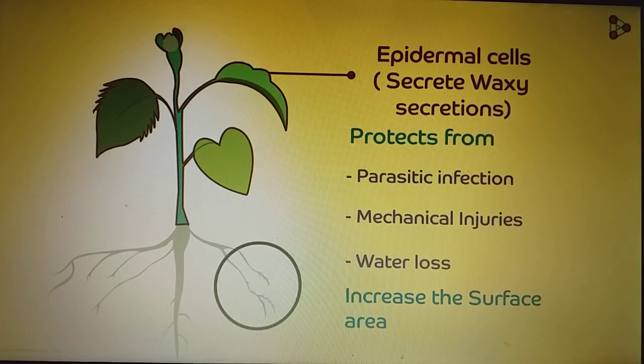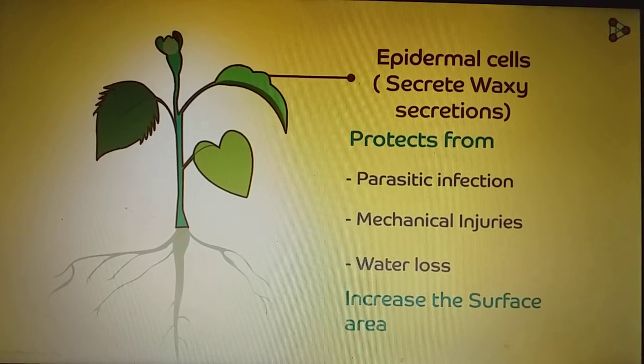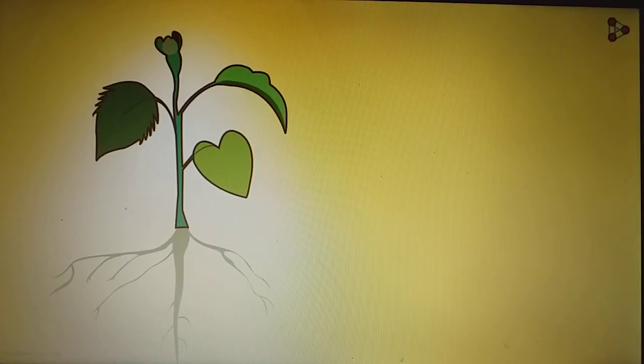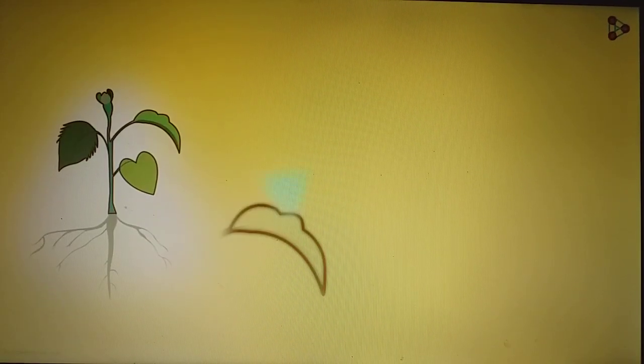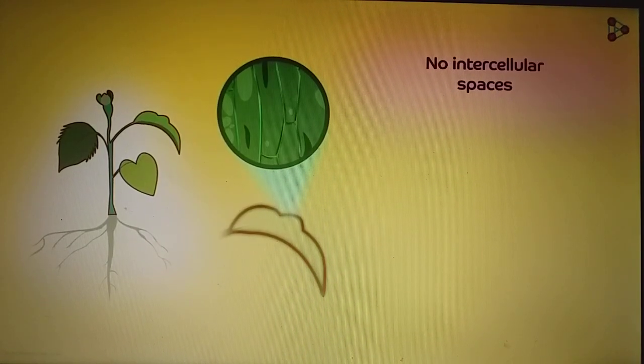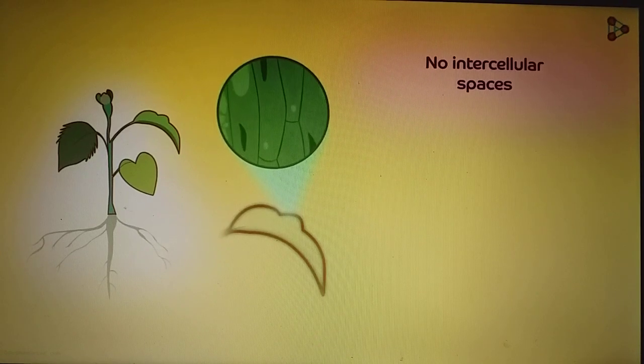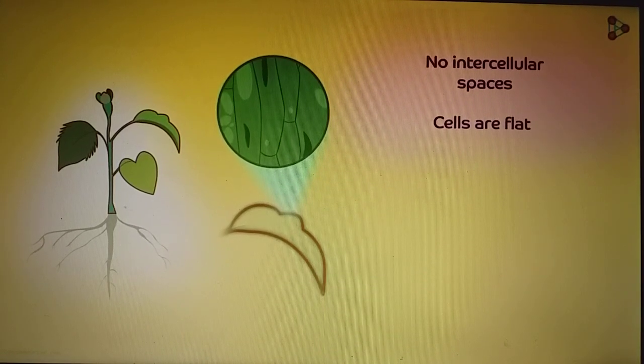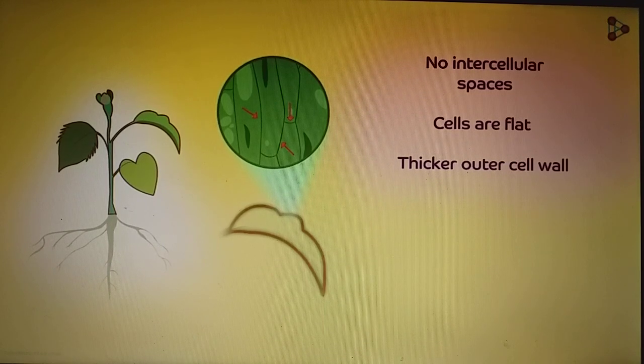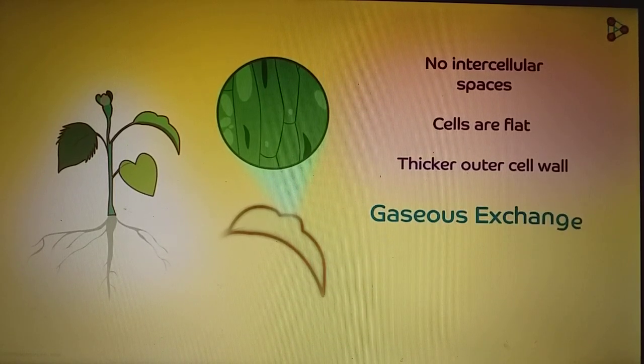If we see the structure of epidermal layer, they do not have any intercellular space, as they have to protect the plant. Cells are flat and possess thicker outer cell wall. Now, the question may arise, if intercellular space is absent, then how does gaseous exchange or transpiration take place?